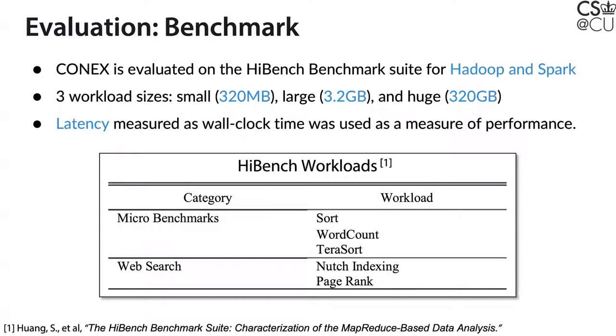In order to evaluate ConEx, we use the HiBench benchmark suite for Hadoop and Spark. In this suite, we use three distinct workload sizes: small, which has file sizes of 320 MB, large, whose size is 3.2 gigabytes, and huge, where the file size is 320 gigabytes. And for each of these workloads and also the job types, we measure latency using wall clock time as the measure of performance. In terms of different job types, we use sort, word count, data sort, and we also use certain web search workloads like nudge indexing and page rank.